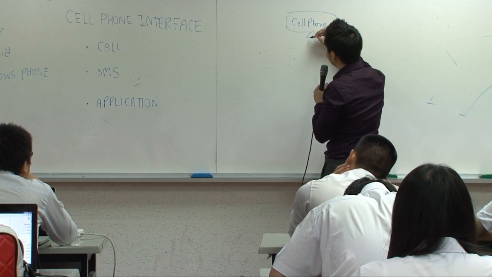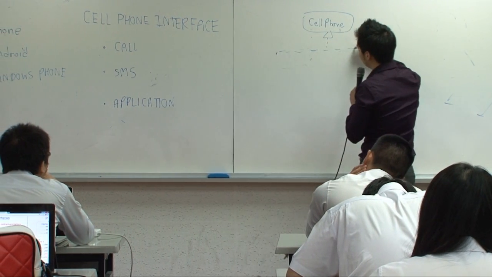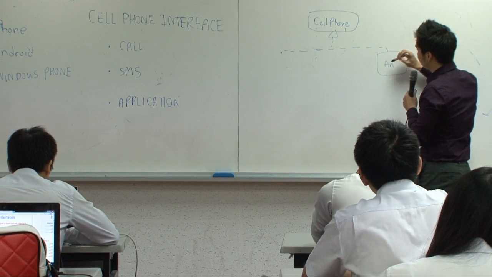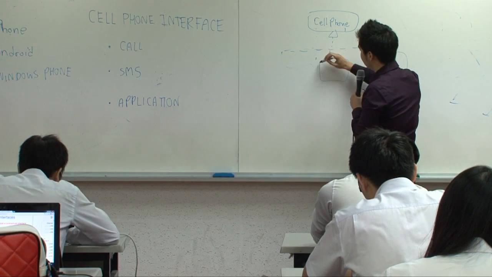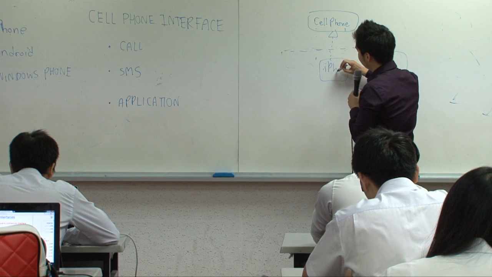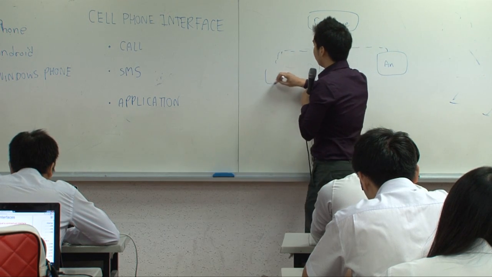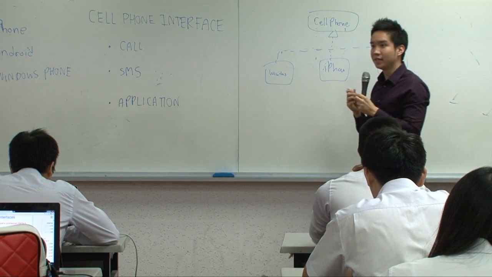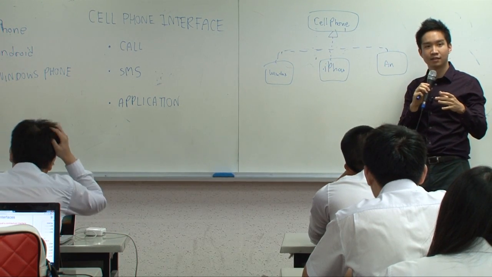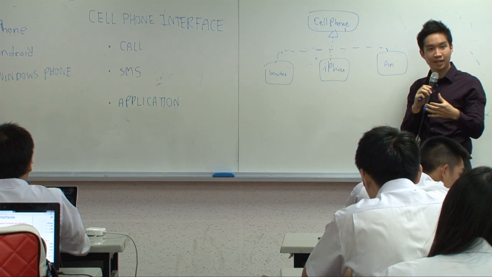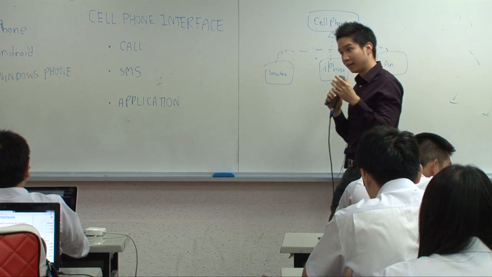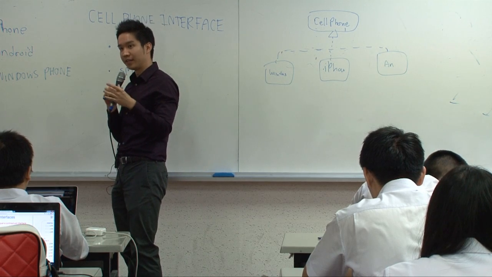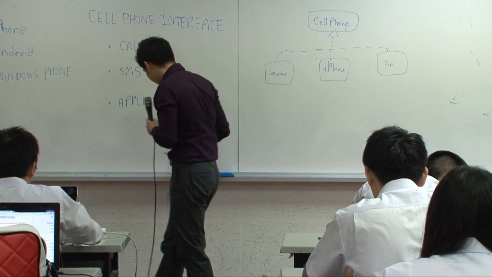And then you would have subclasses like the Android, iPhone, and then the Windows Phone. So you would expect that all these classes have those behaviors, and the interface, the Java keyword interface, is a way to enforce those behaviors on those classes.